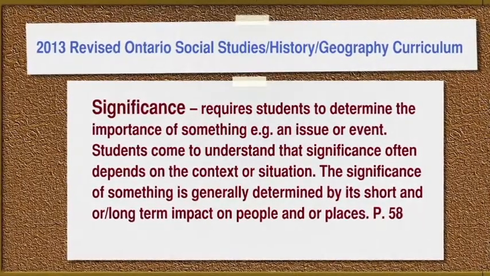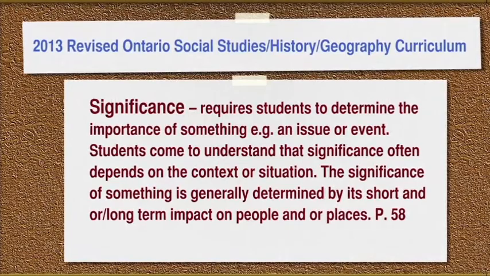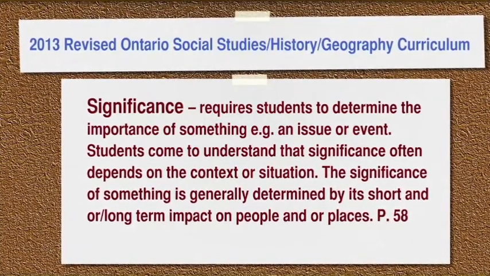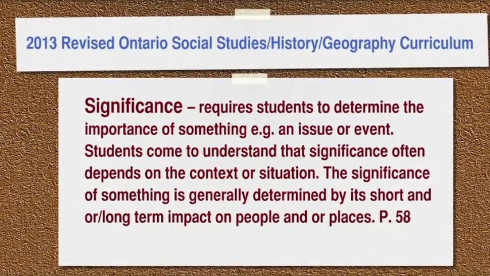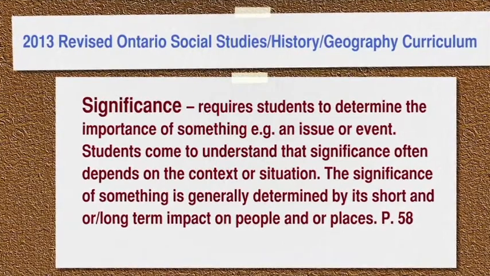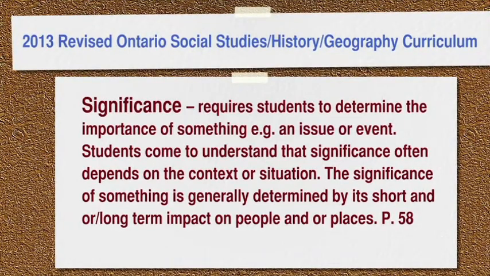2013 Revised Ontario Social Studies History Geography Curriculum. Significance. Significance requires students to determine the importance of something, for example, an issue or event. Students come to understand that significance often depends on the context or situation. The significance of something is generally determined by its short and/or long-term impact on people and/or places.